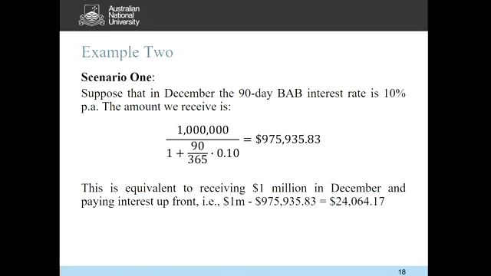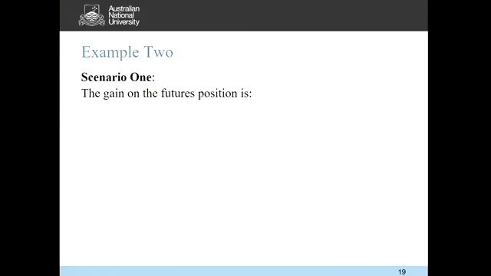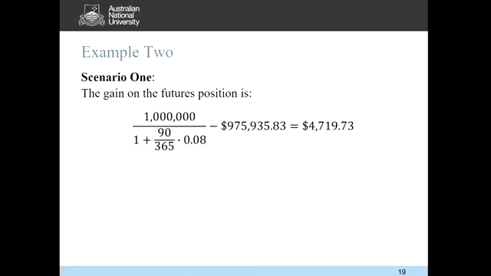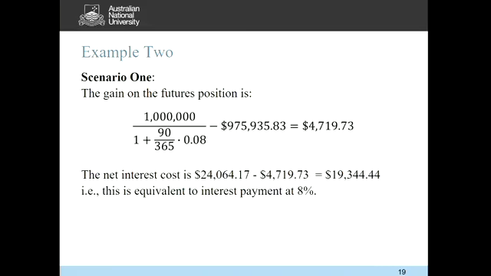But remember, we sold one December 90-day BAB futures contract. Therefore, we ought to know that should make a gain, right? So let's check. The gain on the futures position is $4,719, because we entered into a short position. So what's the net cost? The net cost comes down to $19,344. If you double check, that's equivalent to the interest payment of 8%. So that's the 8% we locked in the moment we entered the short futures contract, right? Cool.